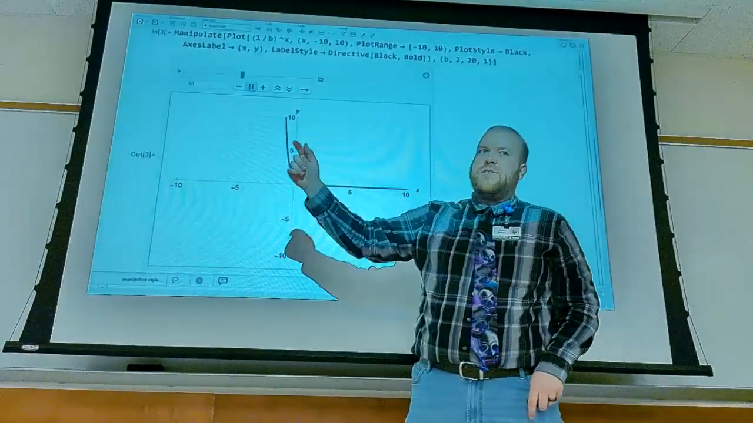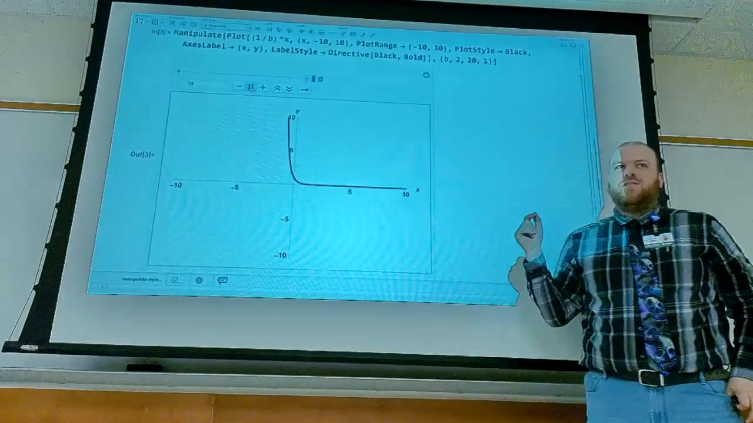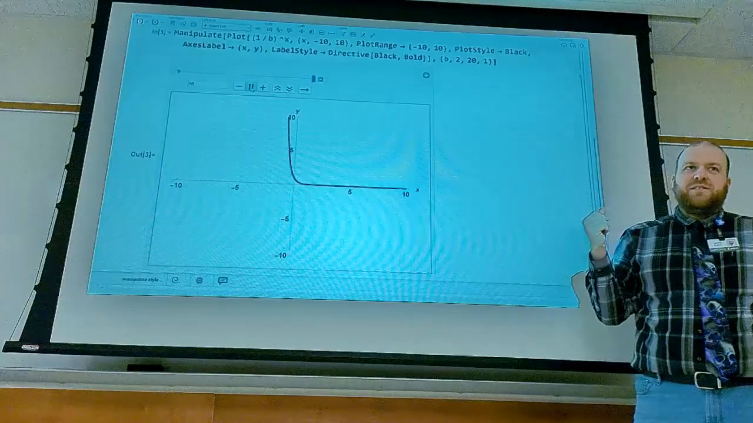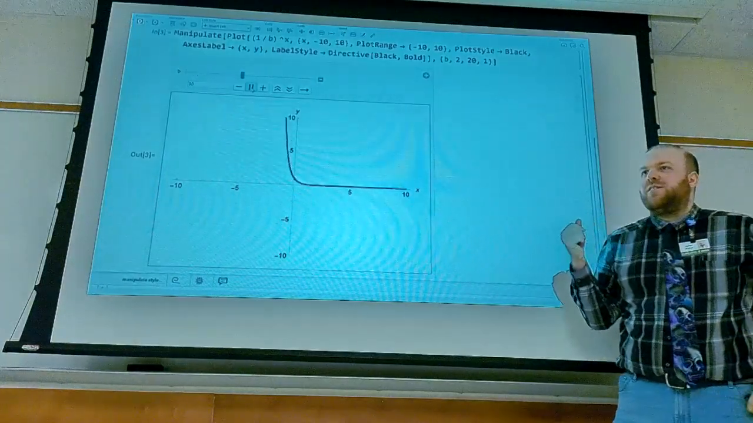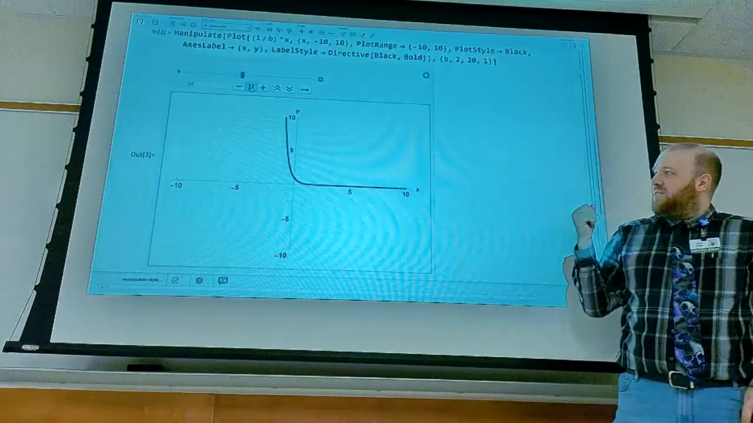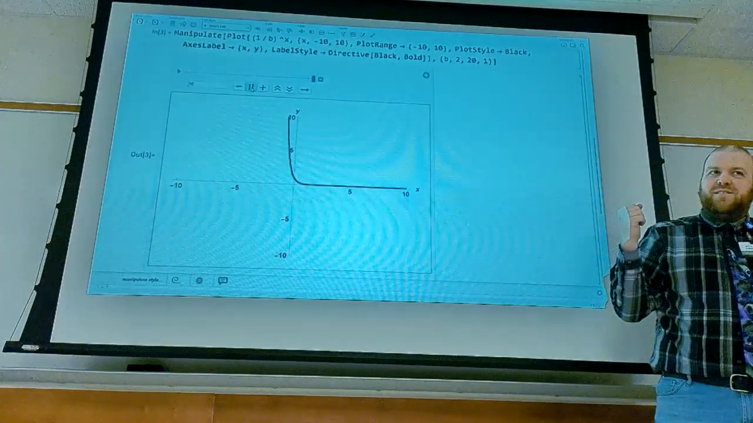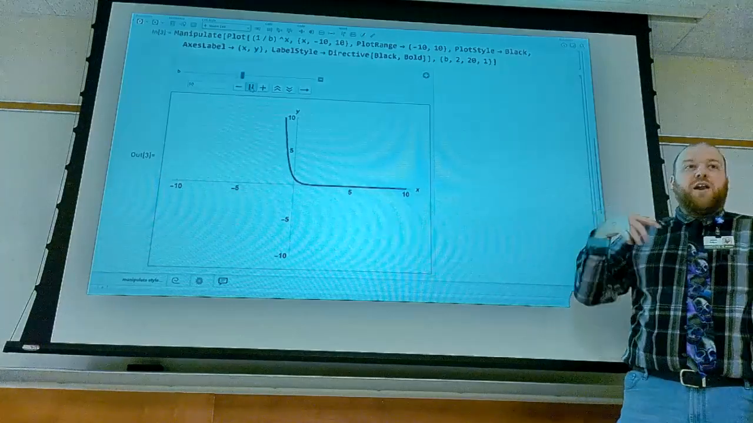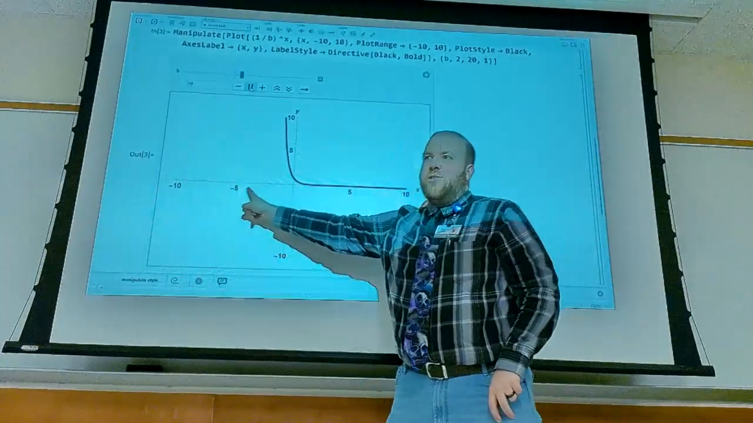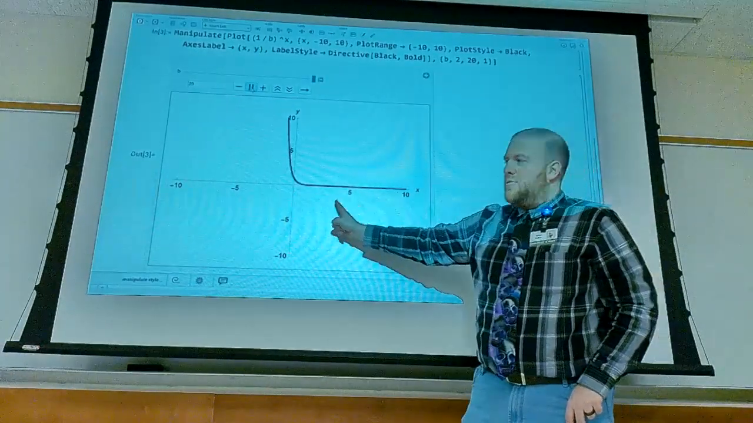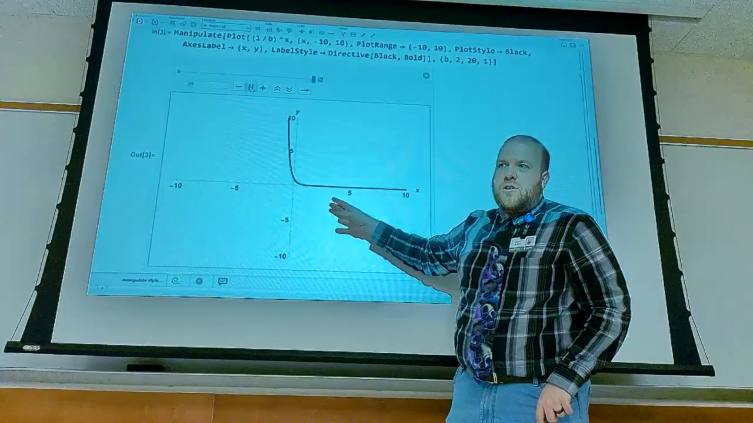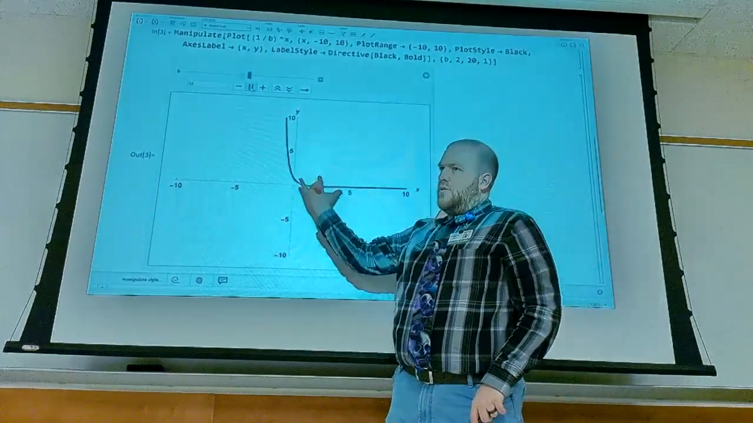Domain is what? Still all real numbers, right? Range is what? Zero to infinity, not including 0. Still 0 to infinity, and y equals 0 is still the horizontal asymptote. So whether b is larger than 1 or less than 1 doesn't change any of the properties, other than the reflection.